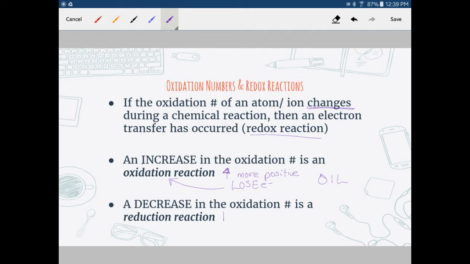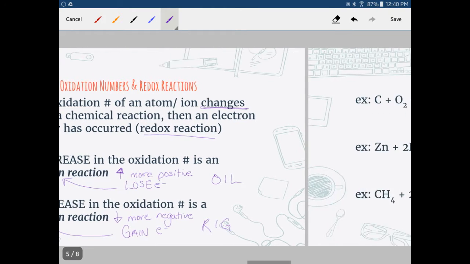Again, if I become more negative, I can gain electrons, so I'm gaining electrons, which means that I've combined my sayings here. I am reducing, okay, or it's a reduction reaction. So keep that in mind. If I become more positive, I'm losing electrons. If I become more negative, I'm gaining electrons.